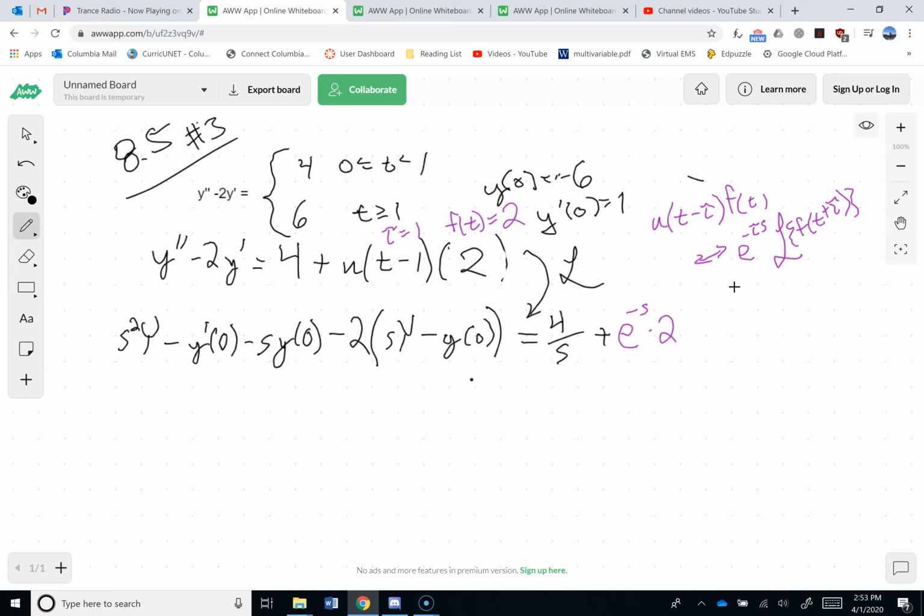Wouldn't it be 2 over s? Yeah, I haven't Laplace transformed it yet, right? So I should have had a Laplace in here. You're exactly right. When I Laplace transform that, I'm going to get an e to the minus s times 2 over s. S cubed? No. What? Why would it be s cubed?